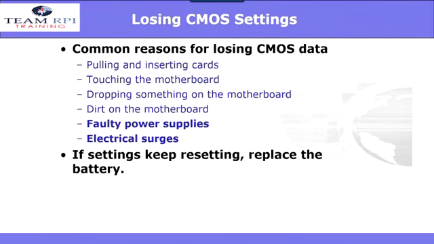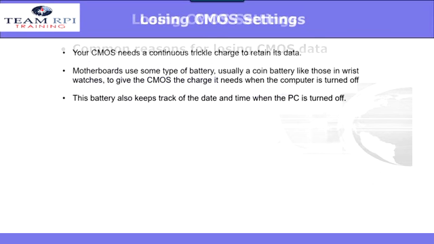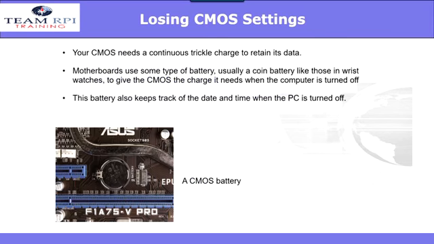If you notice your CMOS settings are not being held, the first thing you should probably look for is a faulty power supply, or maybe you got an electrical surge. After checking those, if your settings keep resetting themselves, try replacing the battery. Here's a look at what the CMOS battery will look like, kind of like a little watch battery.